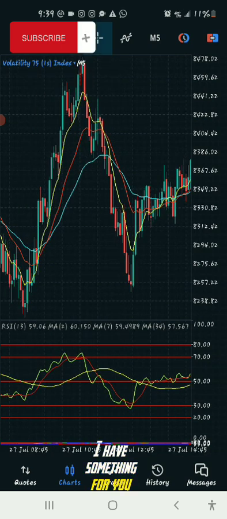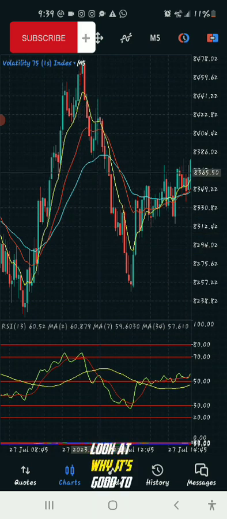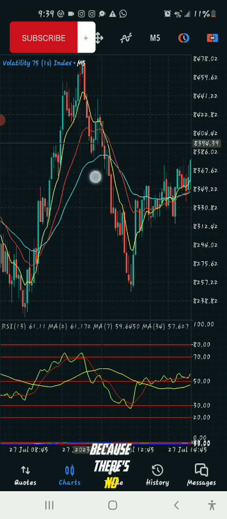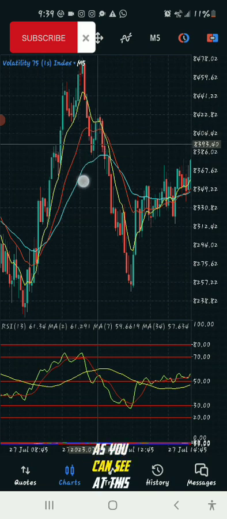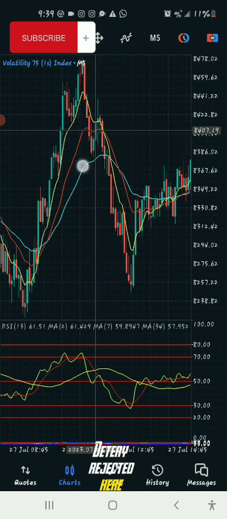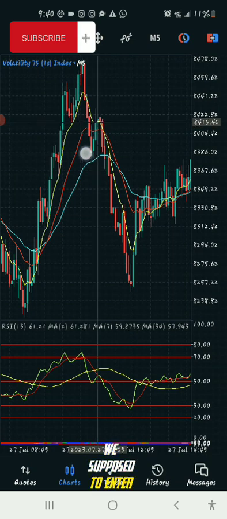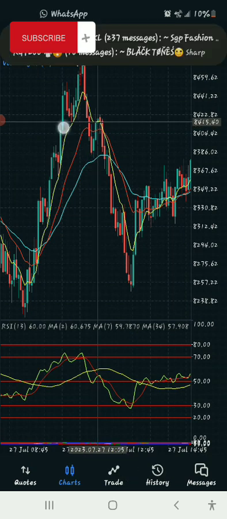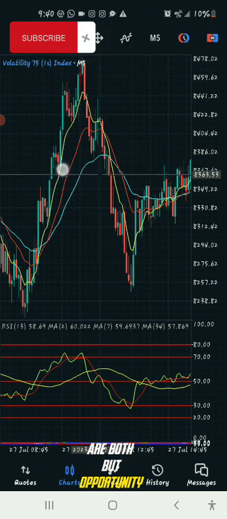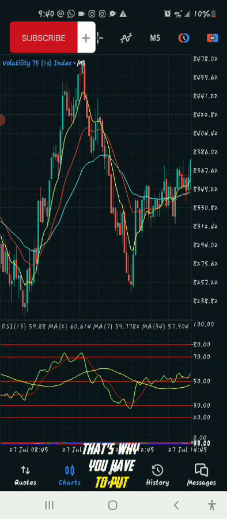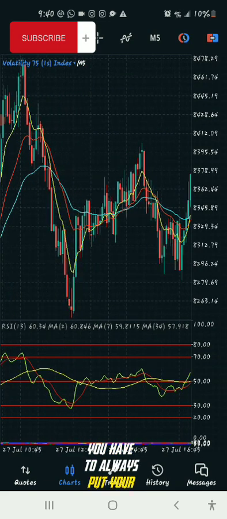Okay, I have something for you guys here. Look at why it's good to put your stop loss, because there's no strategy that is 100%. On my channel, I like keeping it real with you guys. As you can see at this region, the market rejected here. We're supposed to enter after the rejection and put our stop loss somewhere around here and our take profit above. But unfortunately, the market hit our stop loss. That's why you always have to put your stop loss.